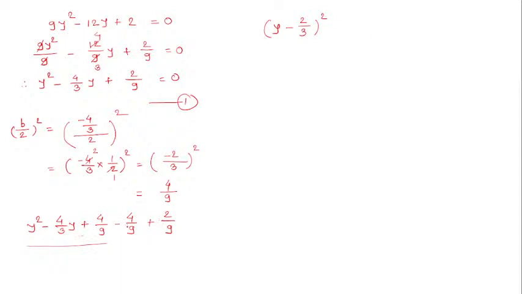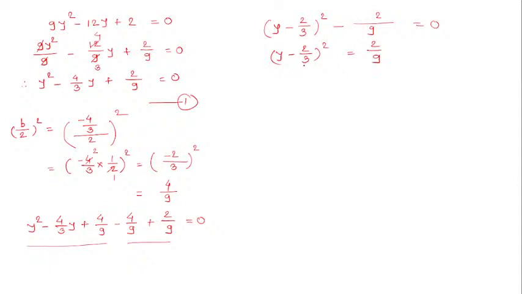Now here we have minus 4 by 9 plus 2 by 9. If we simplify this, as the denominator is same, we can write it once, and in the numerator we have minus 4 plus 2, that's minus 2, so minus 2 by 9. Now we have (y minus 2 divided by 3) bracket square. If we transfer minus 2 by 9 to the right hand side, it will be plus 2 by 9.